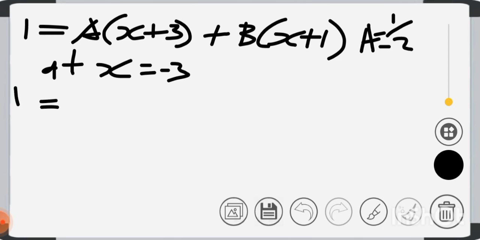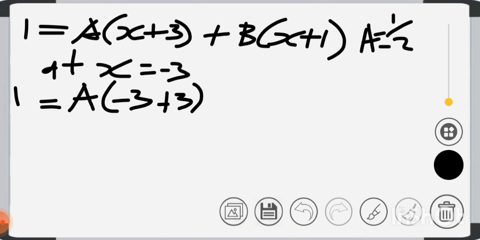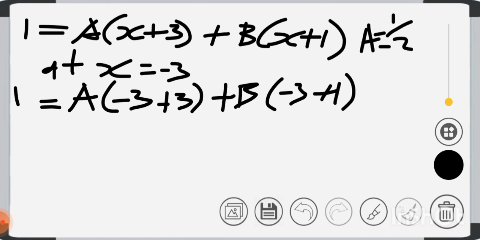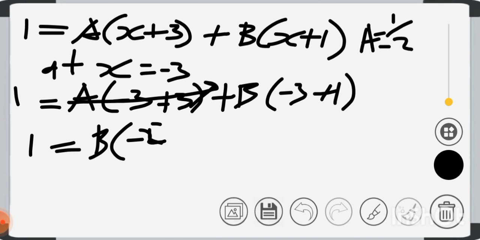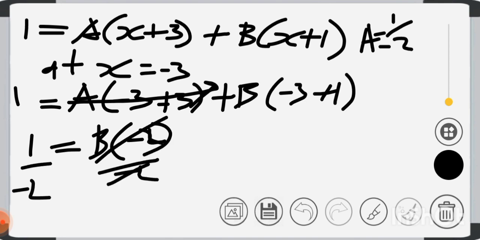I have 1 is equal to A bracket minus 3 plus 3, that's already 0, plus B bracket minus 3 plus 1. This one will be 0, so that will go. We will have 1 is equal to B bracket minus 2. Divided by minus 2, we cancel this, so B will be equal to minus half.